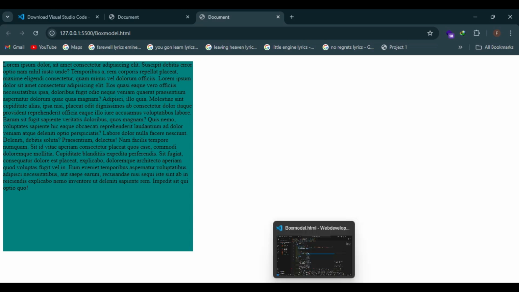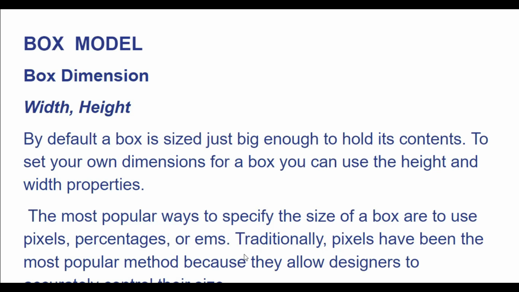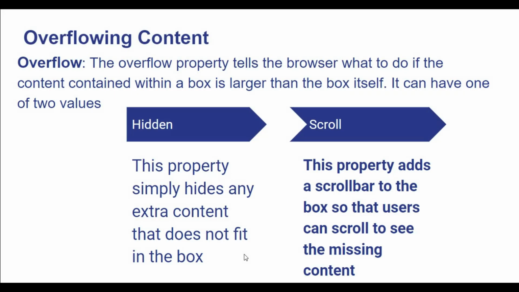Now, let's continue. The next thing we have is overflowing content. When we talk about overflowing content, the overflow property tells the browser what to do if the content contained within a box is larger than the box itself. It can have one of two values. It's either hidden or scroll.